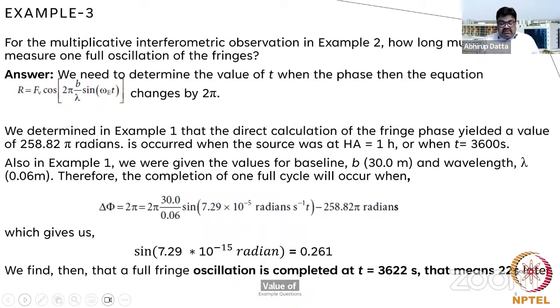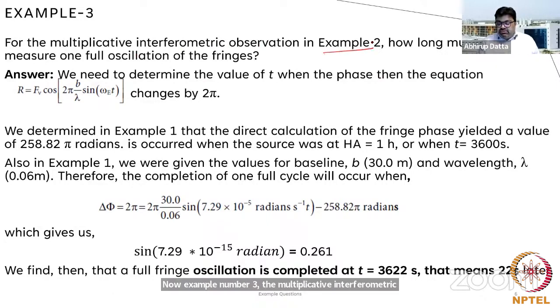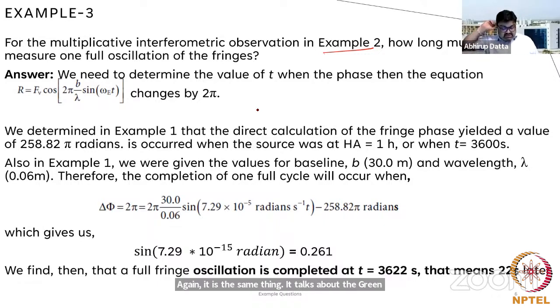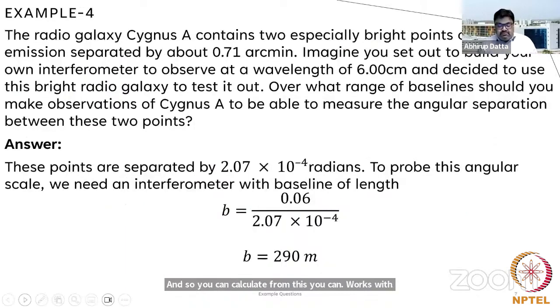Now, example number 3, the multiplicative interferometric observation in example 2. How long must we wait to measure one full oscillation of the fringes? Again, it is the same thing. It talks about the fringe spacing. So you have a sinusoidal function. So any integer multiple of pi will come to the full period, and so you can calculate from there. So you can go through this as well.